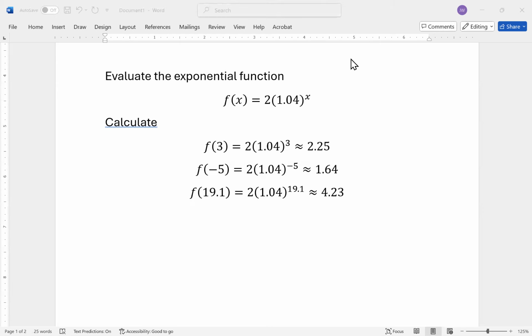The reason for that is that our base is above 1. If our base is above 1, then we'll see growth in the exponential function. So as you plug in bigger numbers, your outputs are going to be bigger. If your base was less than 1, then you'd see the opposite. You'd see as you plug in bigger numbers, you'd get smaller output values.